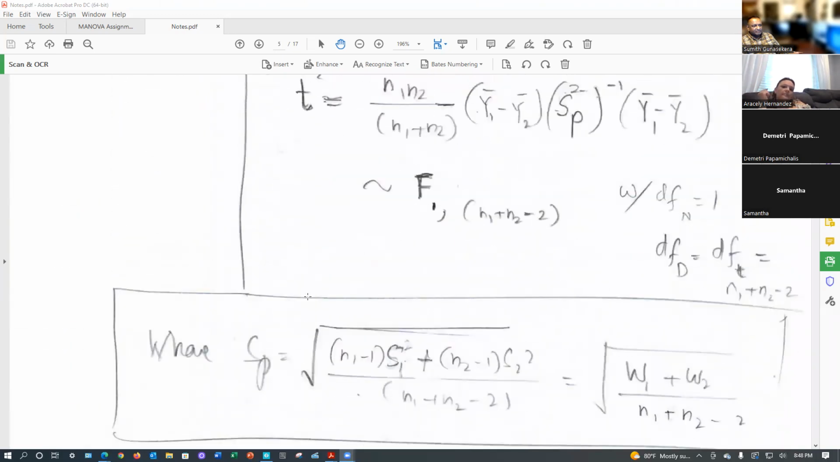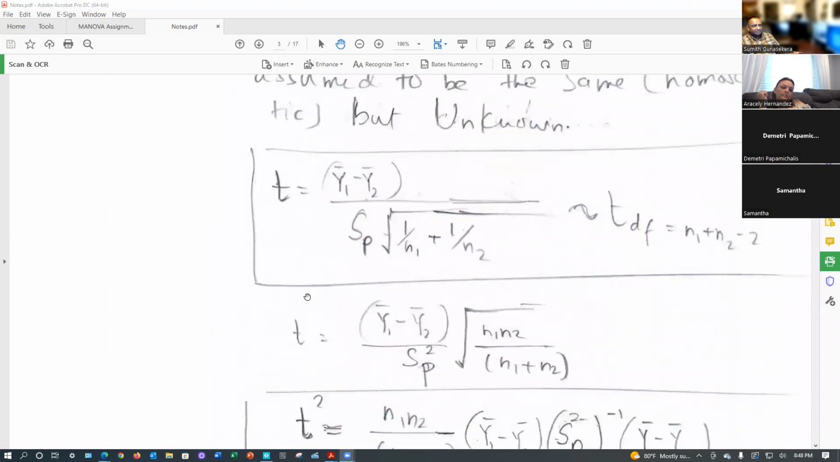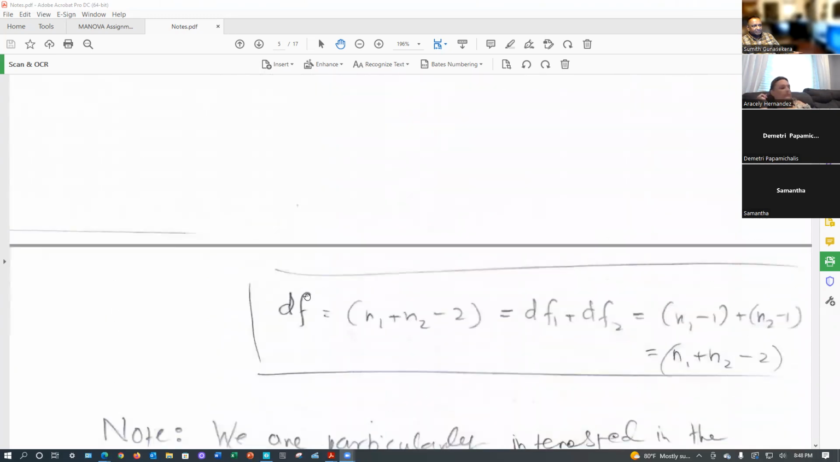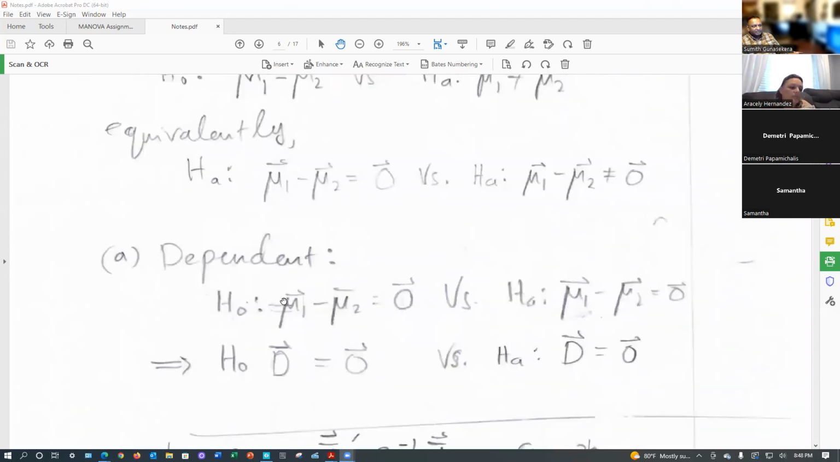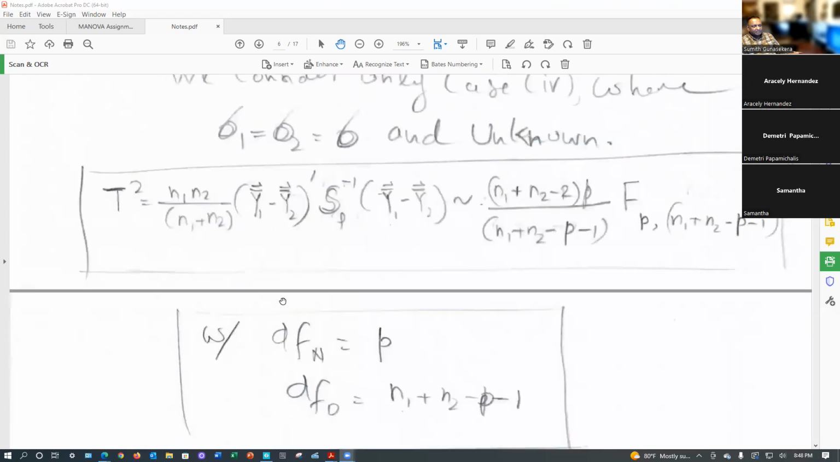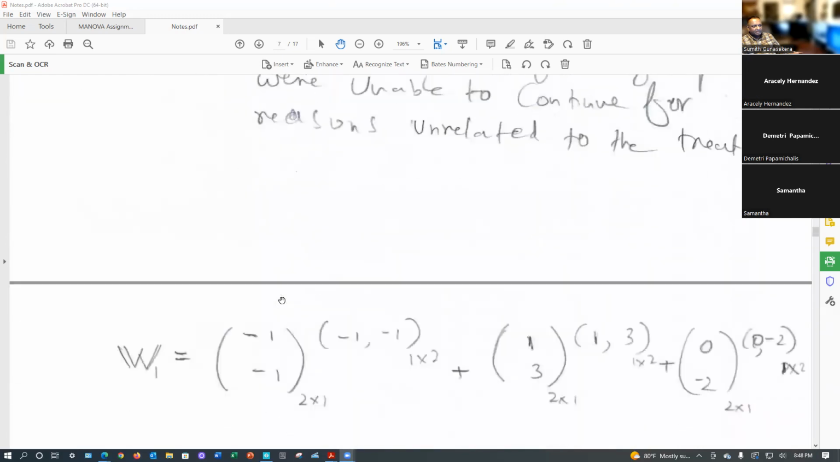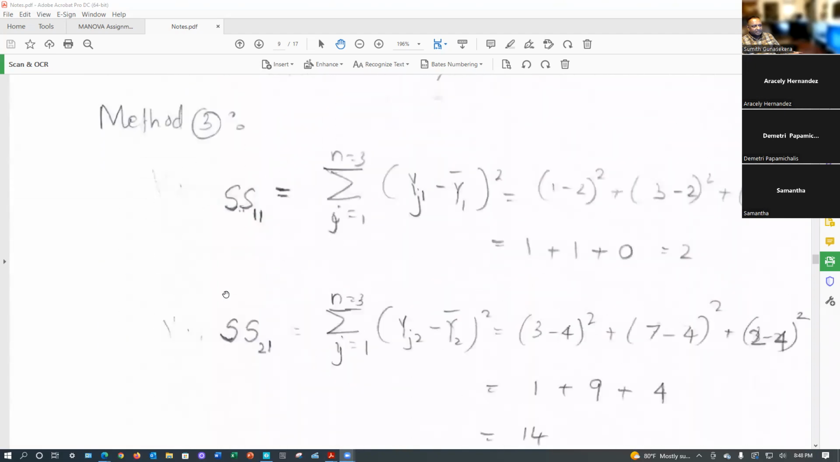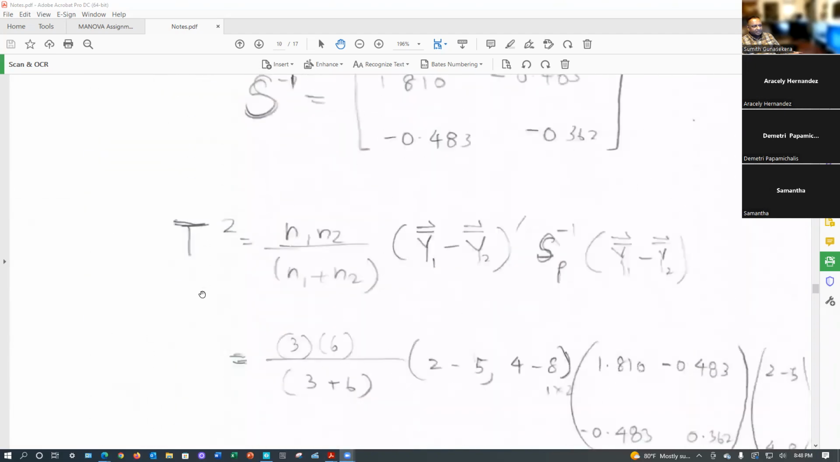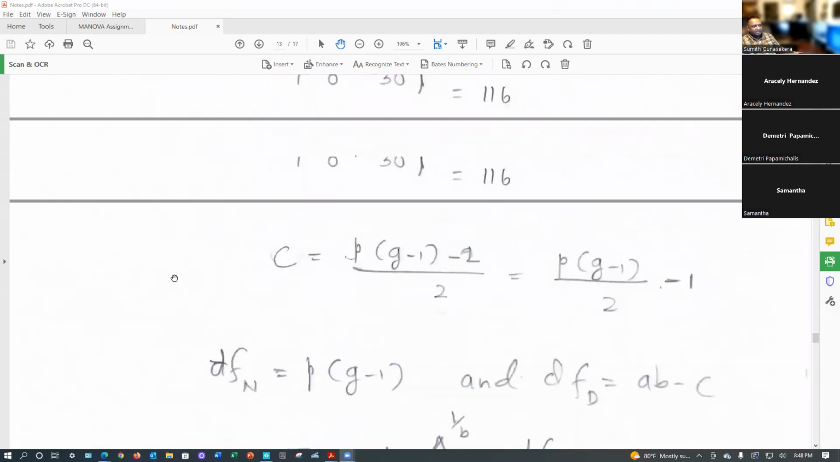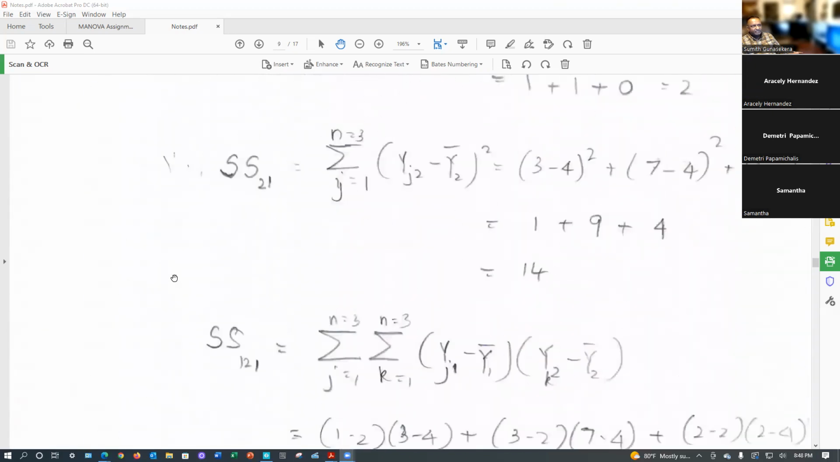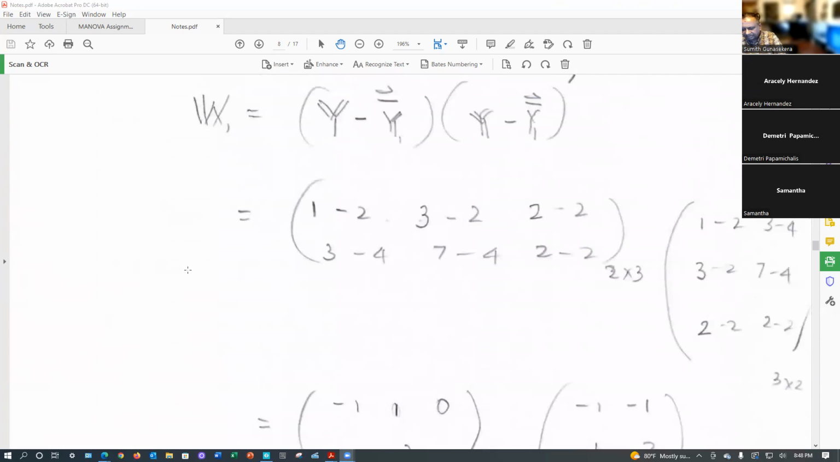Okay, I think something is missing here. Something missing. No, some pages are missing here. Let me see. Give me one second. Okay, some pages missing. Let me scan.